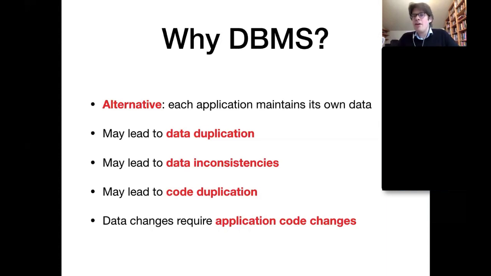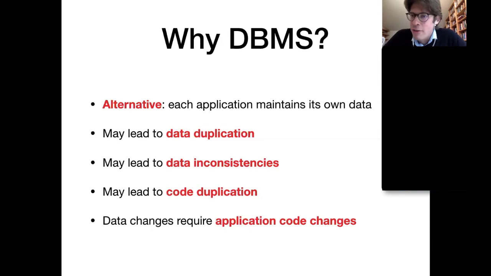For instance, if you think about a university like Cornell, the application which handles enrollments and the application that handles tuition, they might have certain data items that both of them want to access in common. So for instance, some data about which name is associated with a certain net ID. So the first problem that you would have is that you might store data redundantly. So you use more disk space than probably necessary.